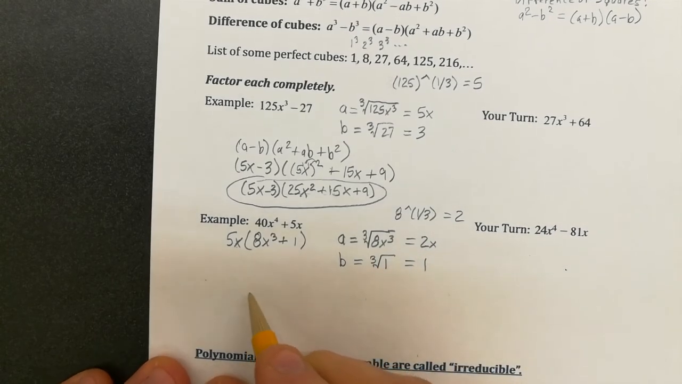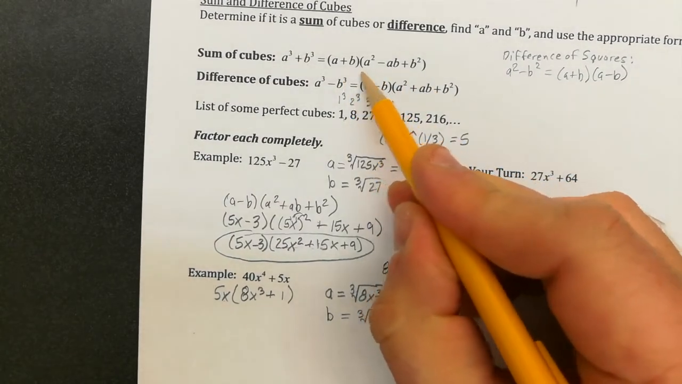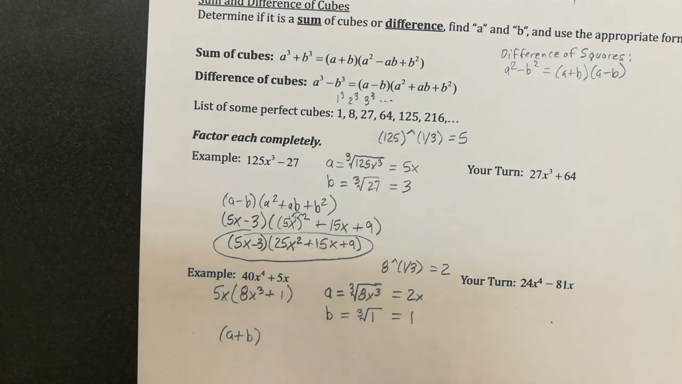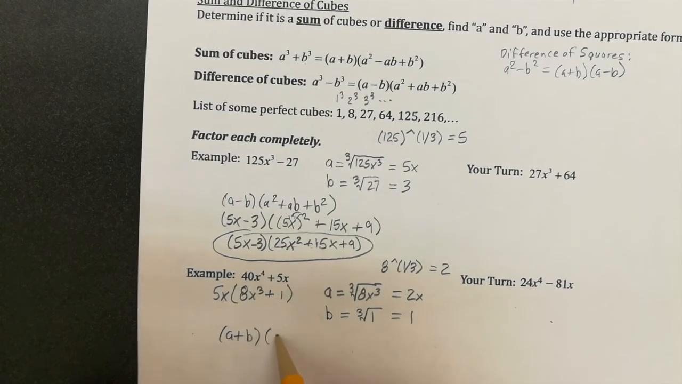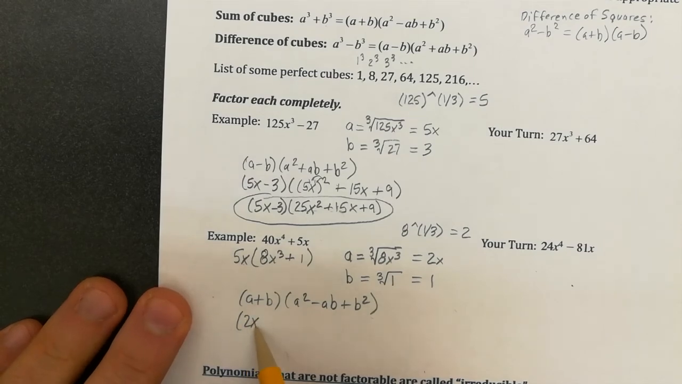Now you just plug these into the formula. This time we have to use the other formula. This is a sum of cubes. So a plus b times a squared minus a times b plus b squared. So a is 2x, b is 1.